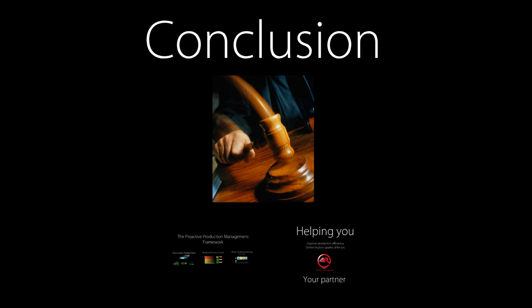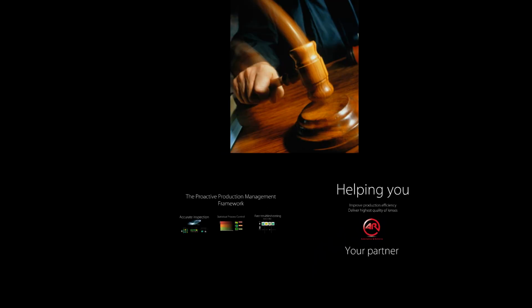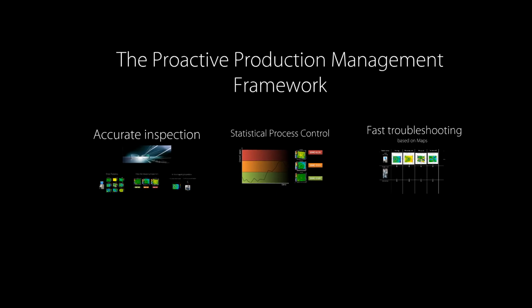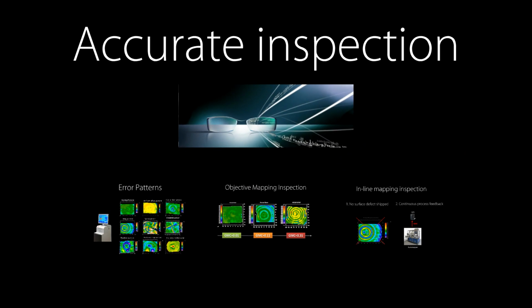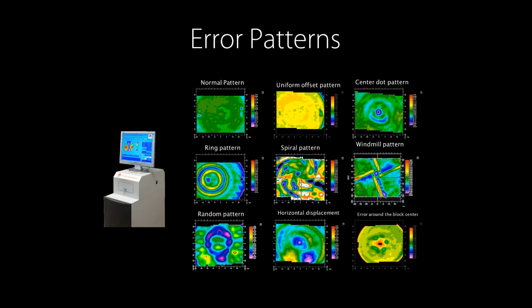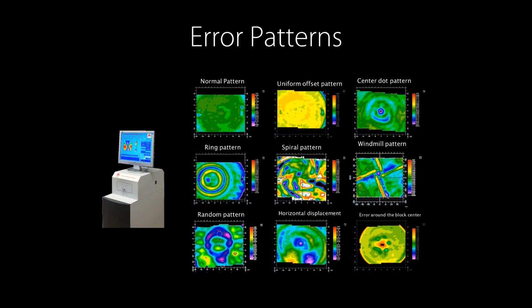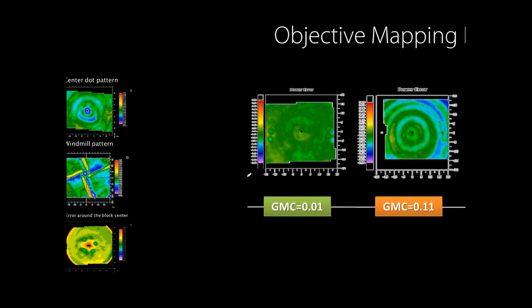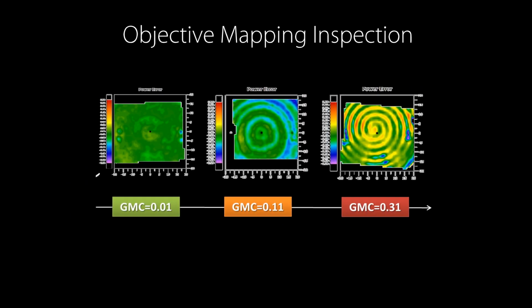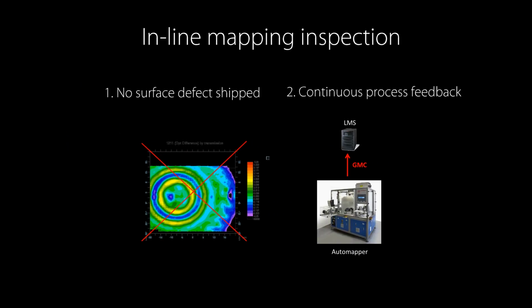As a conclusion, we have seen how the PPM framework can help the lab optimize its production efficiency. An accurate mapping inspection can evidence process defects. These defects can be objectively quantified using the global mapping criteria to make sure that no surface defect is shipped to the customer and to provide continuous feedback on the process quality.